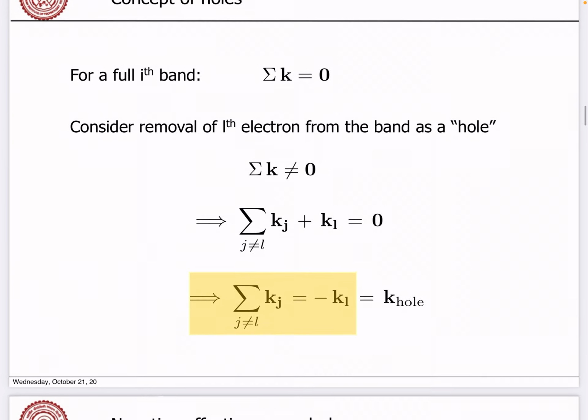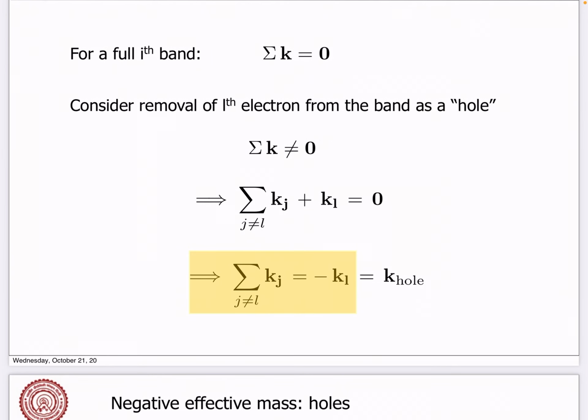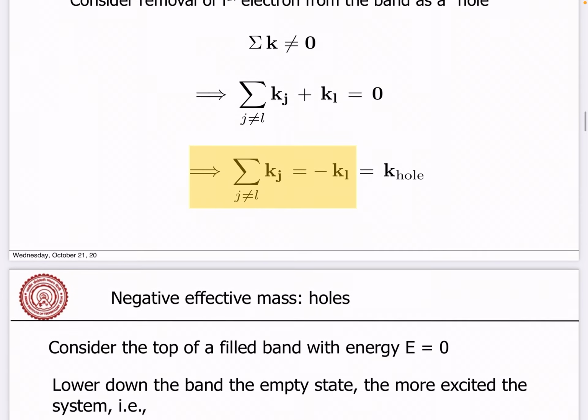This minus kl is what we are calling the wave vector of a hole. A hole is a kind of vacancy of an electron. There is one less electron, and this vacant electron state, we are calling it a hole state, has the wave vector minus kl. If we consider it as a hole, we say this is the wave vector of the hole, k_h, or k hole in this case.